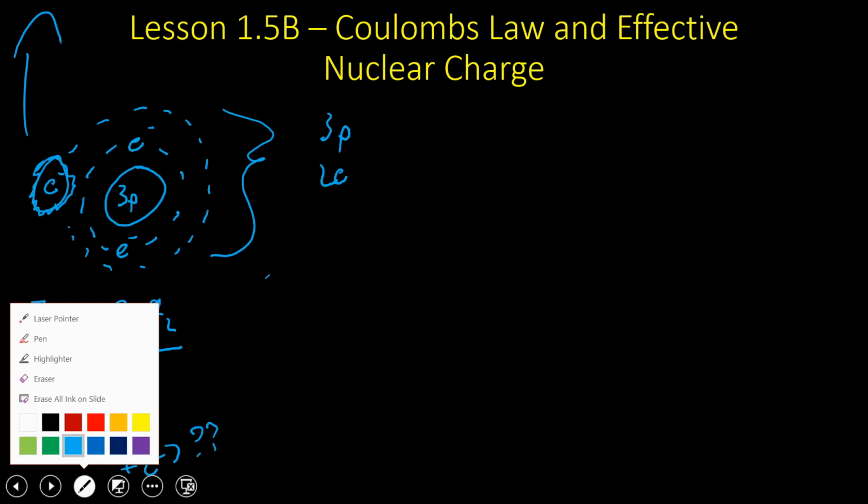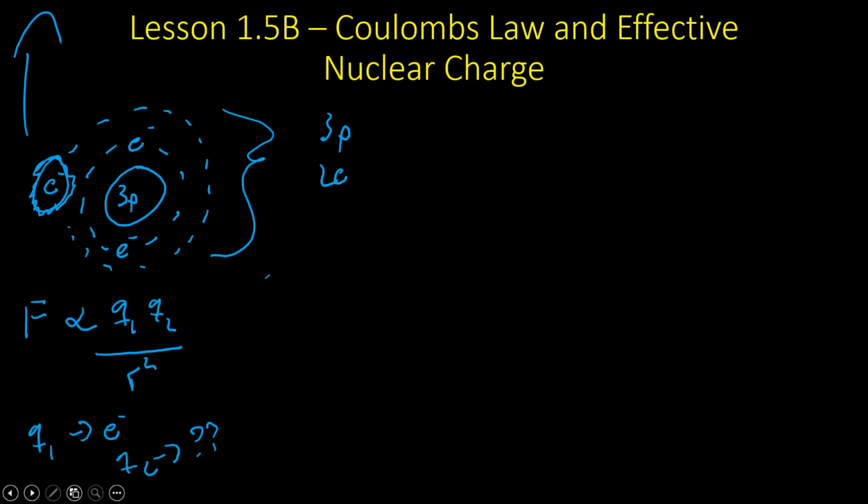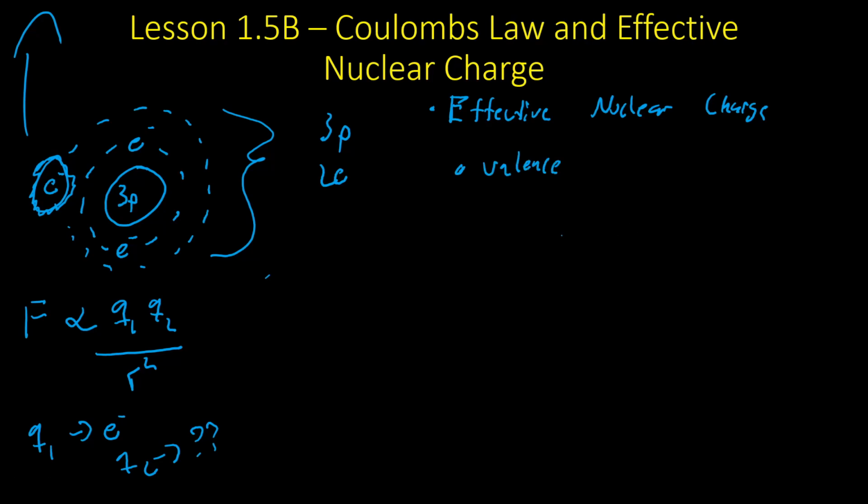Well, we need to calculate an effective nuclear charge. The effective nuclear charge is the charge that a valence electron feels as a result of everything else. The valence electron being the outermost electron. So at any point in time, whatever is the outermost electron, that electron is in the last energy level.